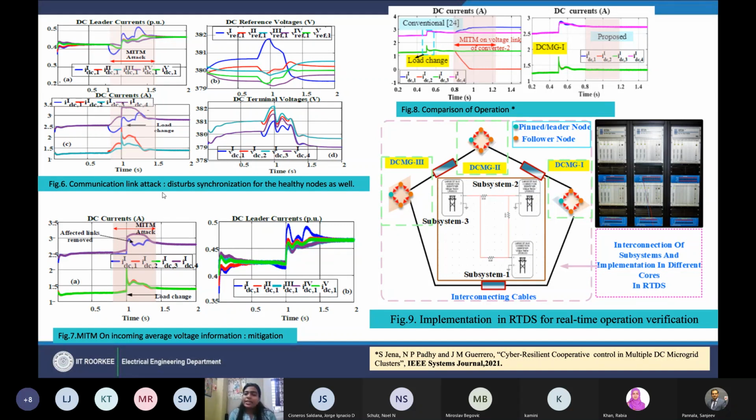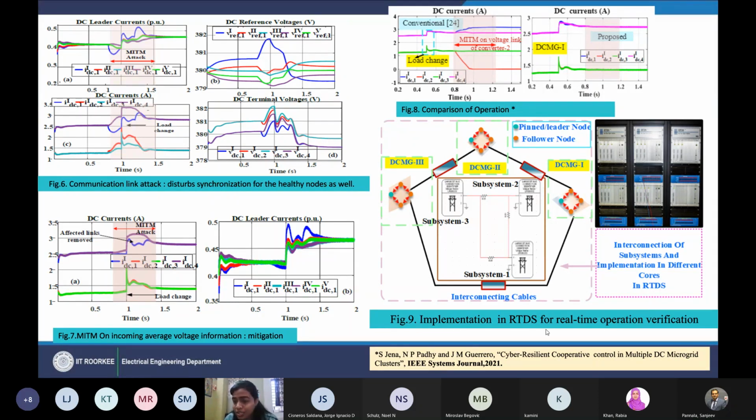Now, figure number 8: we had just made a comparison of operation with one of our papers in IEEE Systems Journal, in which we had not taken into consideration MITM attacks. So we just wanted to show that the indices developed for false data injection cannot identify a man-in-the-middle attack, and we need certain modifications in order to facilitate the operation. Okay. Now we move towards a real-time implementation.